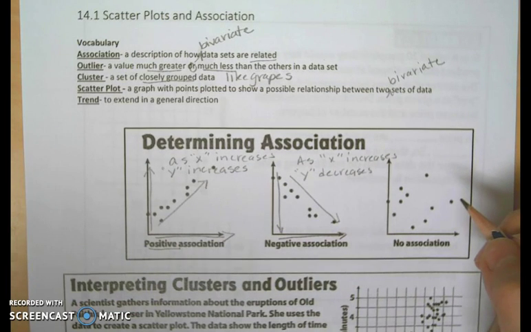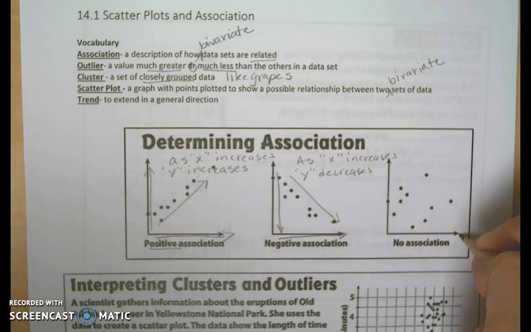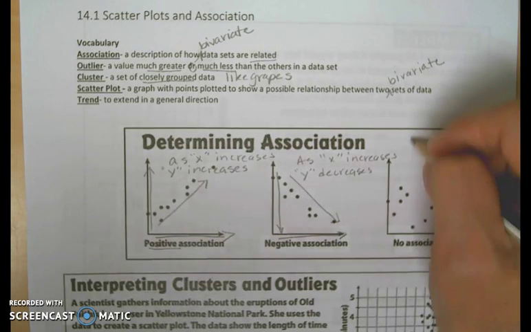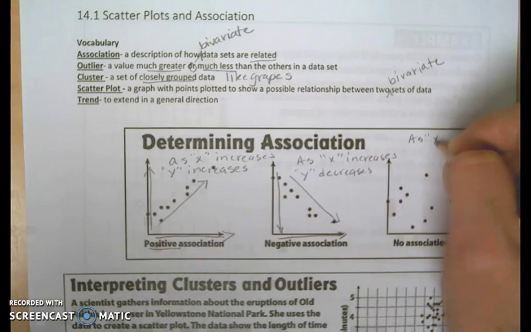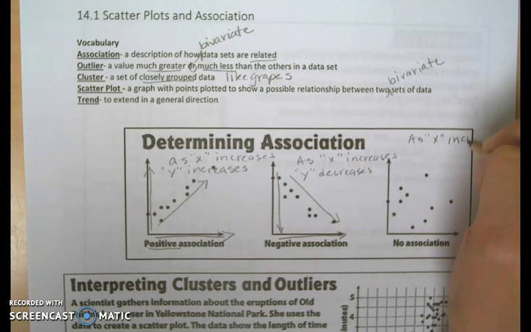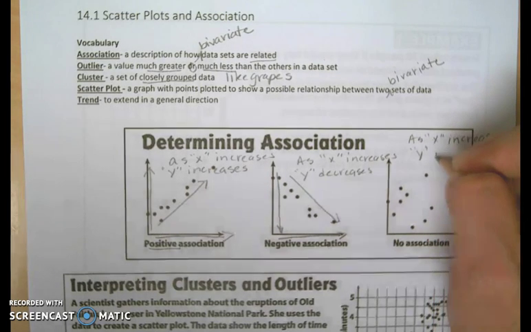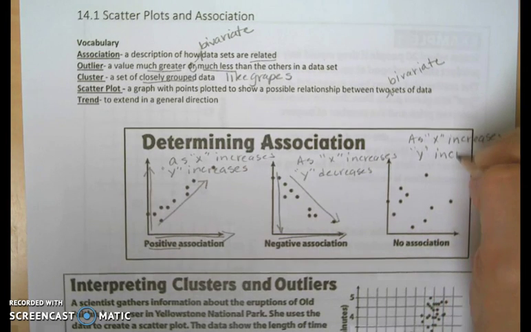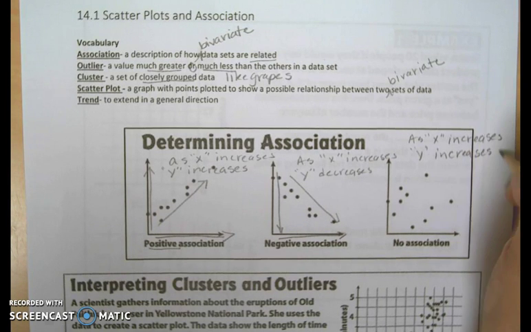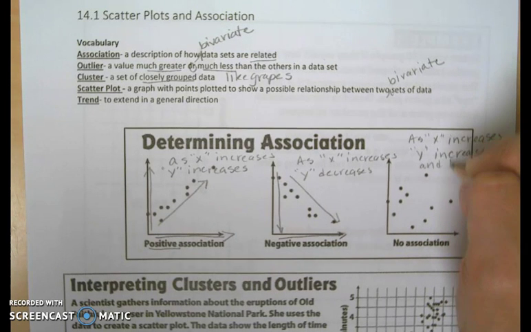No association is where the changes in one variable have no predictable effect on the other variable. As x increases, y increases and decreases.